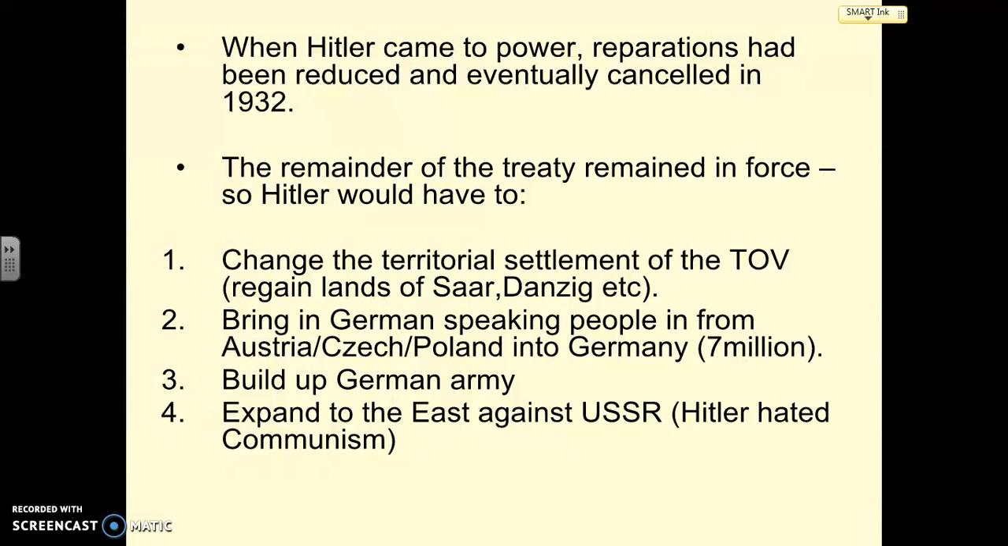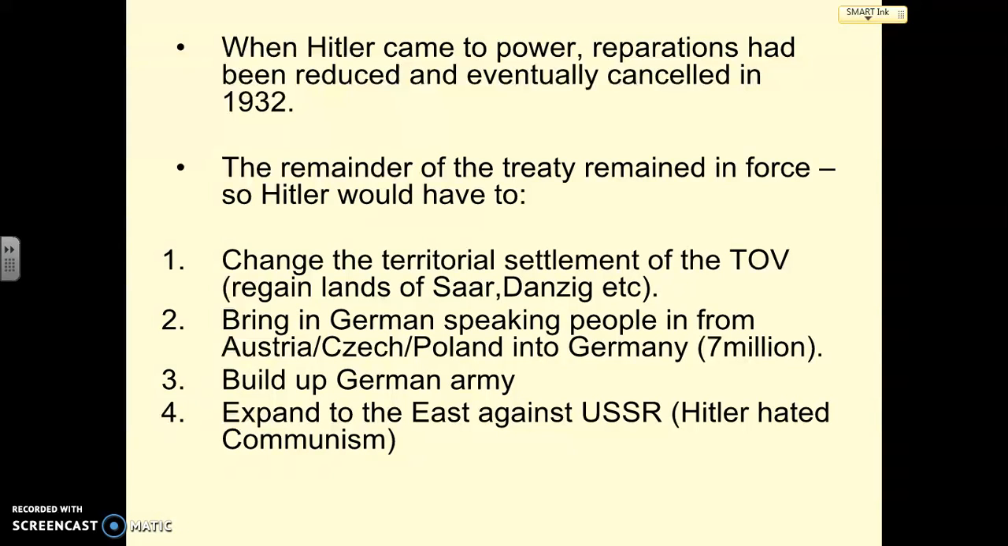So there are four things then that the treaty has that remain in force. And these are the four specific things that Hitler has to do in order to completely get rid of the effects of the treaty. The first thing is he has to regain the lands of the Saar and the Danzig region, among others. Okay, so the first thing is regaining the lands of the Saar and the Danzig regions.